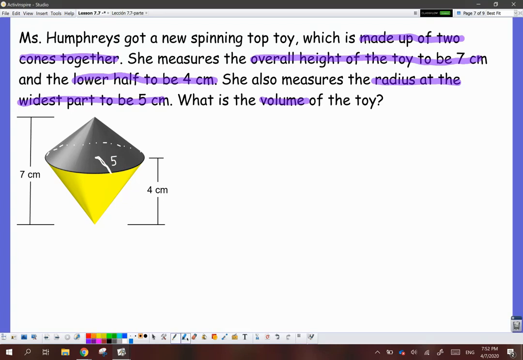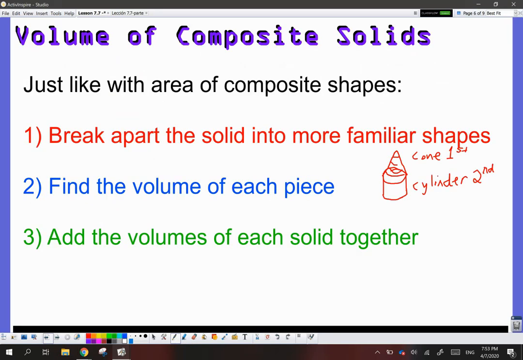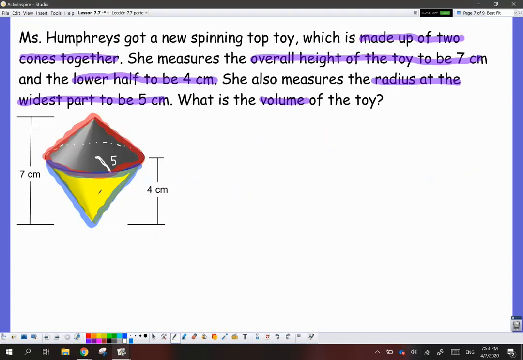So looking at this, let's highlight the 2 shapes that we have so we can identify them. Now we know that we have 2 cones. I know that the one cone is going along the top here. And we also know that we have another cone along the bottom here. So now we completed the first step. We've broken apart the solid into more familiar shapes. We have 2 cones here, and we're familiar with cones. We've seen the formula for cones, how to find their volumes, so we're good there.